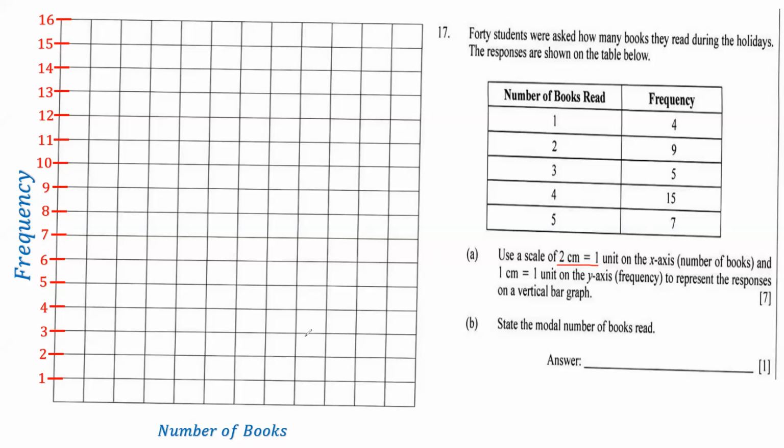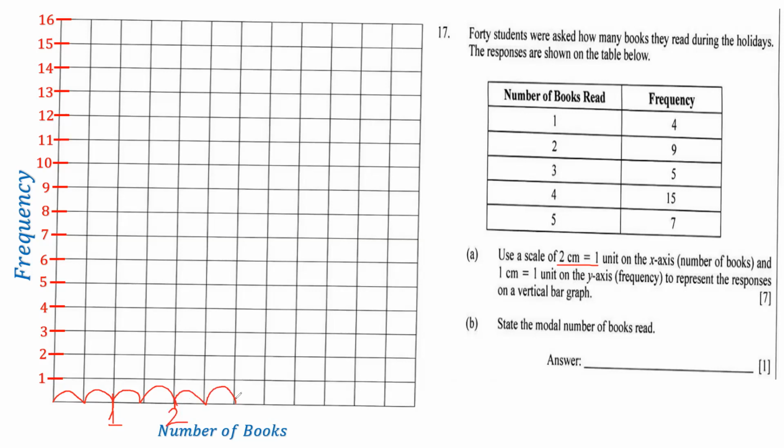That means that every time we have 2, we're going to count 1. So this is 1, 2, so we're going to call that 1. All right. So that's going to be 1, because they say 2 centimeters equal to 1 unit. And then we're going to go 2 again. 1, 2, and that's going to be 2. And then we're going to go 1, 2.